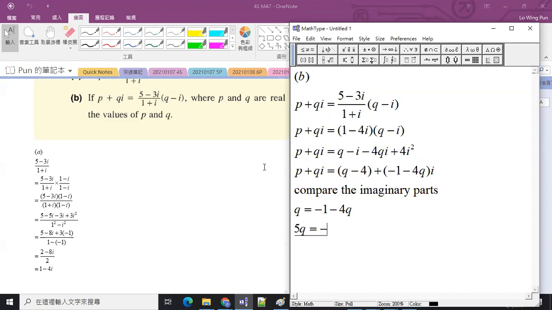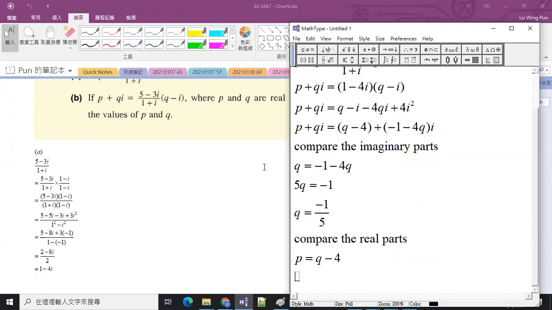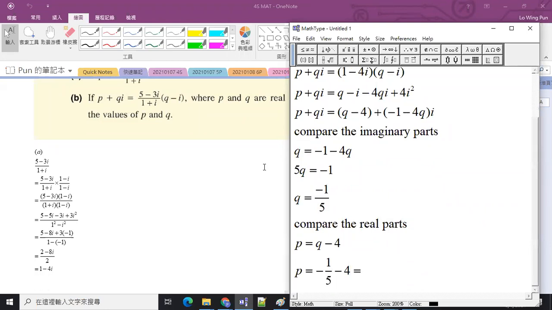So we have 5q equals -1, so q is equal to -1 over 5. Okay, so that is the answer of q. And then when we compare the real parts, p is equal to q minus 4. Okay, but we have already found the value of q, so we can just substitute. So this should be equal to -21 over 5. Okay, so that is the answer.